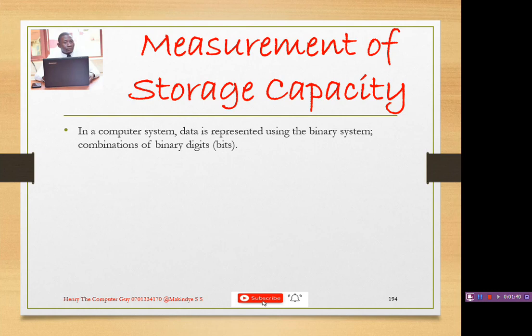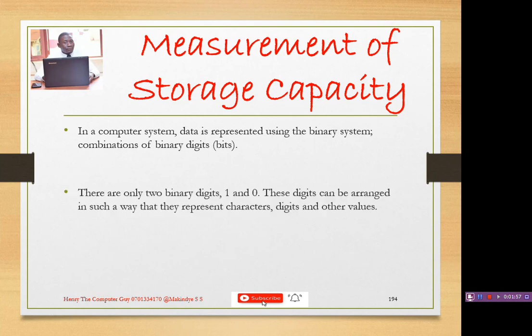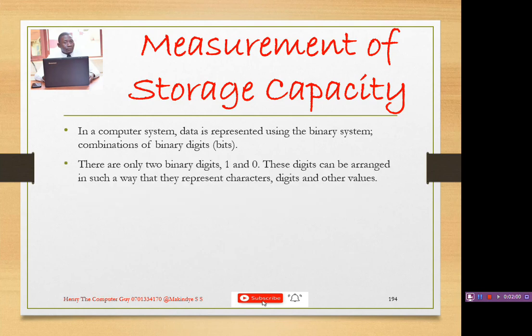So when you issue any instructions to a computer, it has to change those instructions into the language that it understands, which is binary language. It will convert any instruction you issue to ones and zeros. There are only two binary digits, 1 and 0. These digits can be arranged in such a way that they represent characters, digits and other values. So all those ones and zeros can combine to form a character, a digit or other types of values that we shall see in lessons to come.